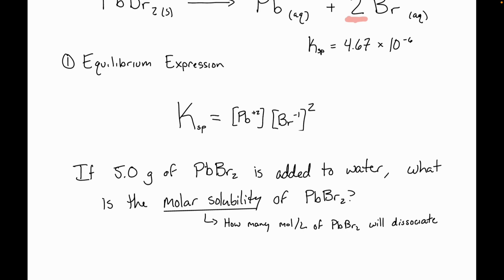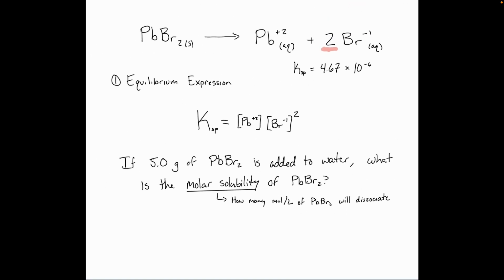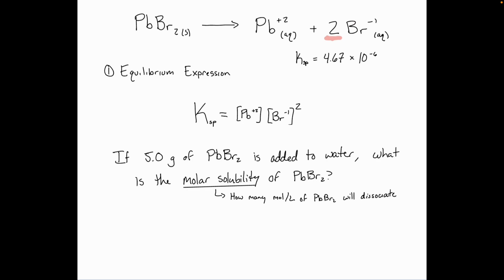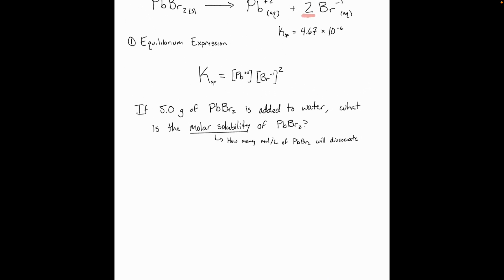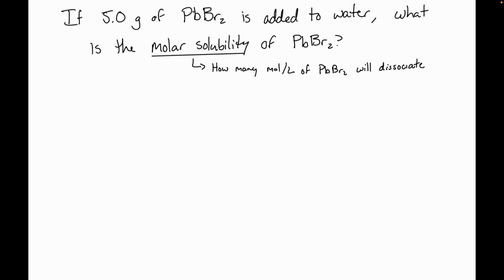What do we think we're going to build to fill in this KSP expression here? An ICE table. All right. So we're going to start off with our, let me actually make more room for myself. PbBr2, lead ions and bromide ions.